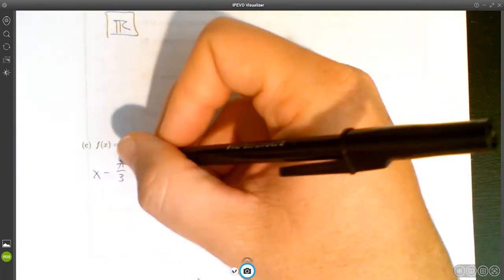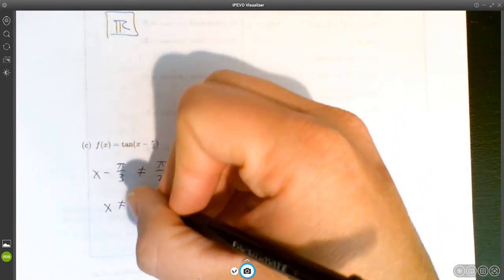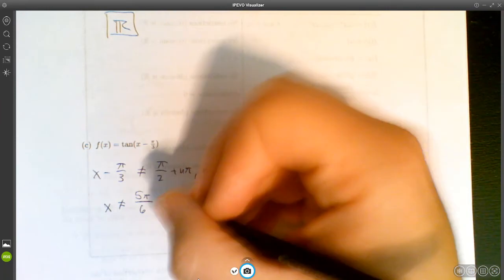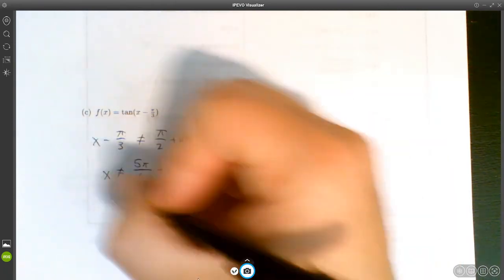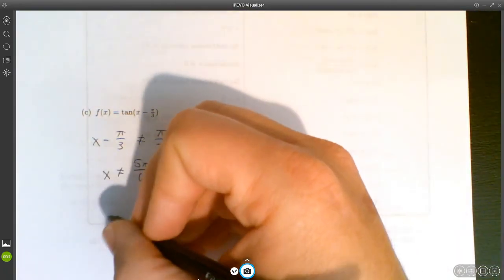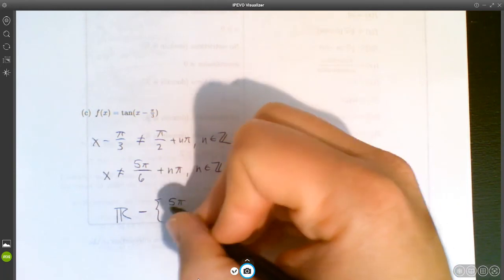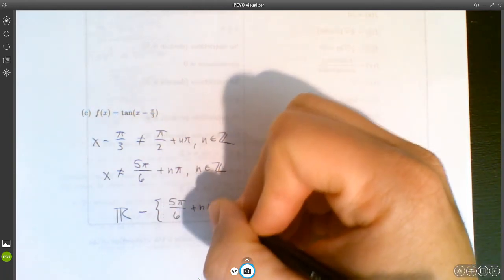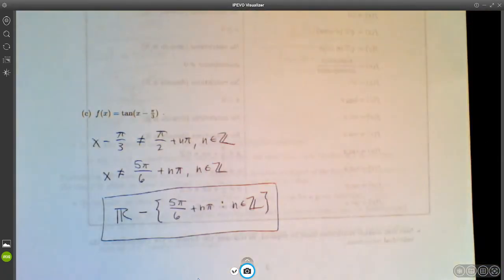So solving for x, you add pi over 3 over to the other side, and you see that x cannot, well, this would be 3 pi over 6, and this would be 2 pi over 6. 3 pi over 6 plus 2 pi over 6 is 5 pi over 6. So you see that x cannot be 5 pi over 6 or any integer multiple of pi beyond that, right? So if I wanted to write down the domain, this is what x cannot be. That means that x can be everything else. So the domain is going to be all real numbers except for all numbers of the form 5 pi over 6 plus n pi, where n is an integer. Right? So there's the domain of this particular tangent function.